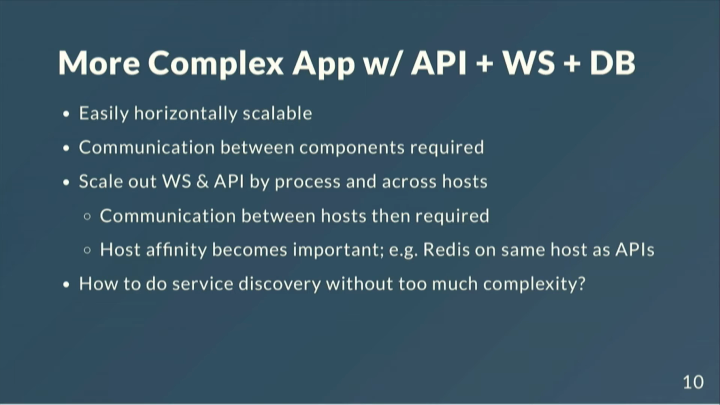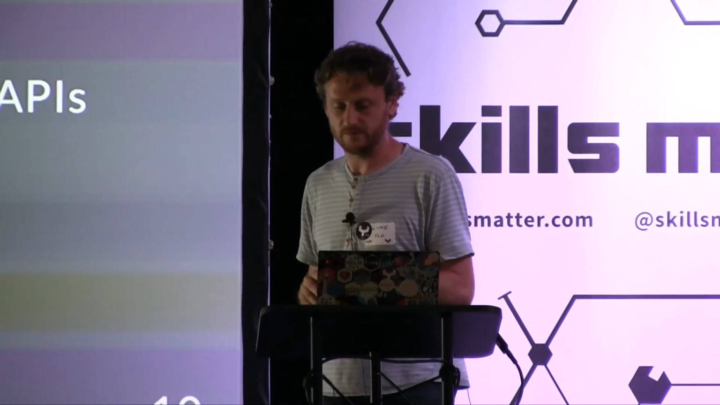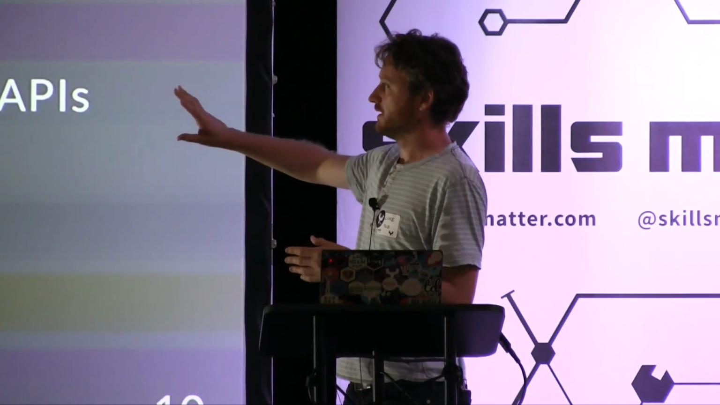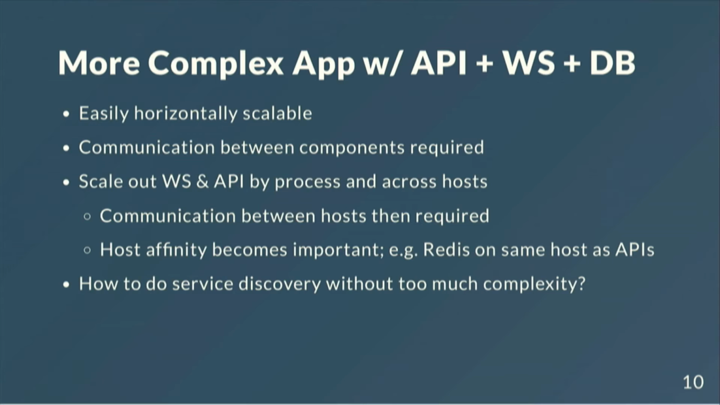So you can't simply throw the services at a scheduler and just say run them wherever. You have some constraints that you want to specify. Also, you want your database to be on some host that has an SSD and that you're backing up, of course. So this also complicates it. So how do we introduce service discovery without introducing much complexity?